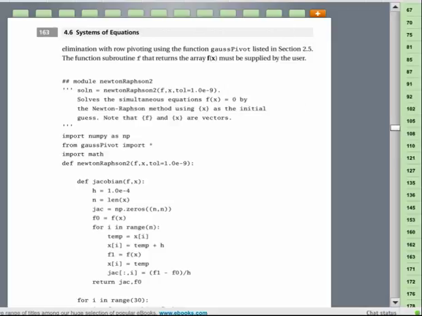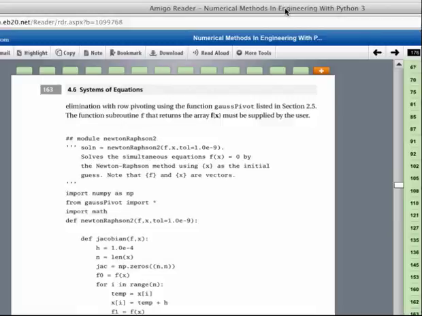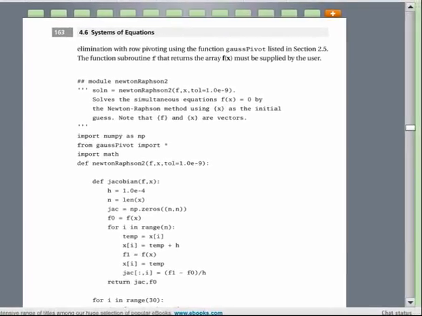So here is the code for Newton-Raphson. It's called Newton-Raphson 2. This is on page 163 out of your textbook. And just going over from the doc string, you can see that it's going to need a passed function by name called f that would have to be able to return an evaluation of the system.